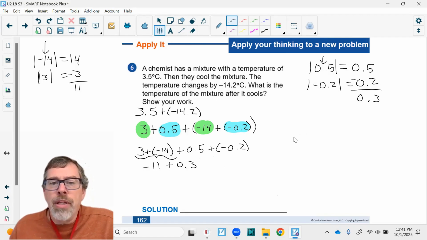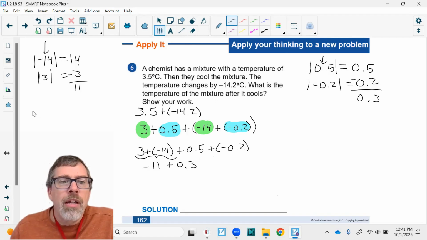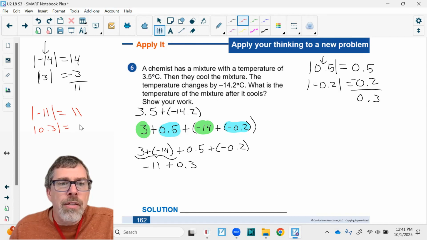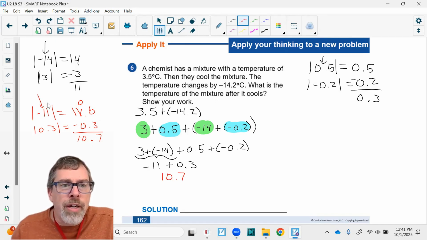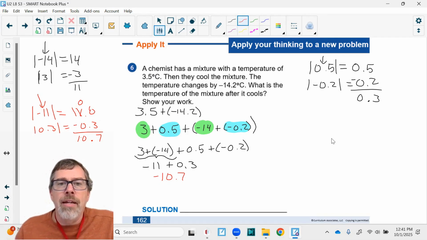This is not 11.3. It's not negative 11.3. We then have to, let me change colors, do the absolute value of negative 11, which is 11. We take the absolute value of 0.3, which is 0.3, and we're going to subtract them. So I need a decimal place for my tenths. This 1 is going to become 0, and this is going to become 10. 10 minus 3 is 7, and 1 minus 0 is 1. So my answer is 10.7, and you take the sign of the greater with absolute value, which was negative, so my answer is negative 10.7.